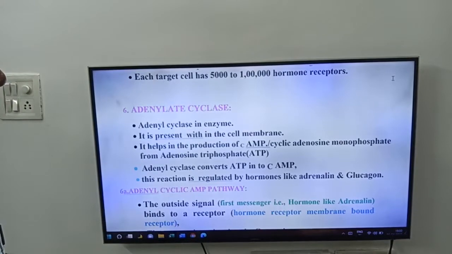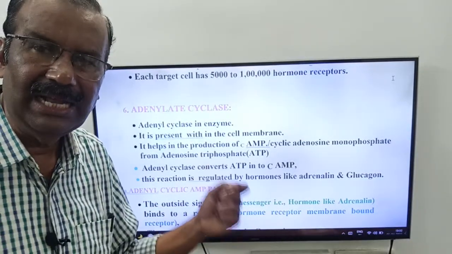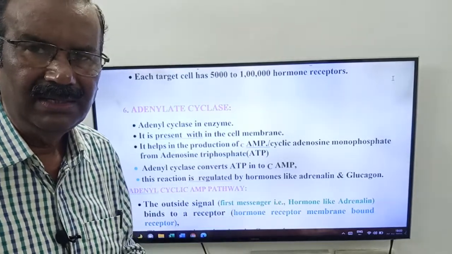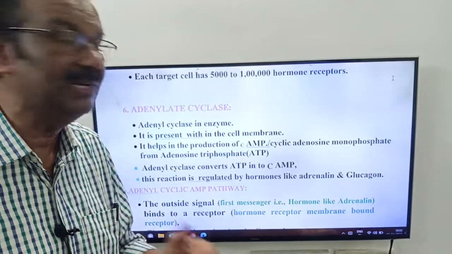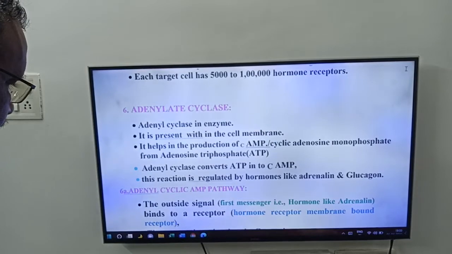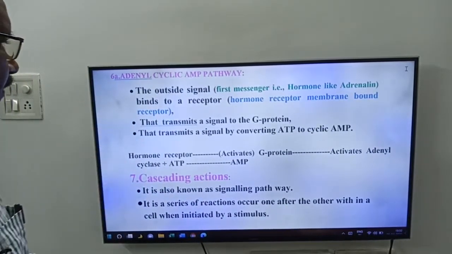This reaction is regulated by hormones like adrenaline and glucagon. Just now I told, friends, adrenaline and glucagon are peptide hormones. So in the action of the peptide hormones only, we have a second messenger, that is adenylate cyclase. Okay, friends. Now see, friends, the pathway of adenylate cyclase.